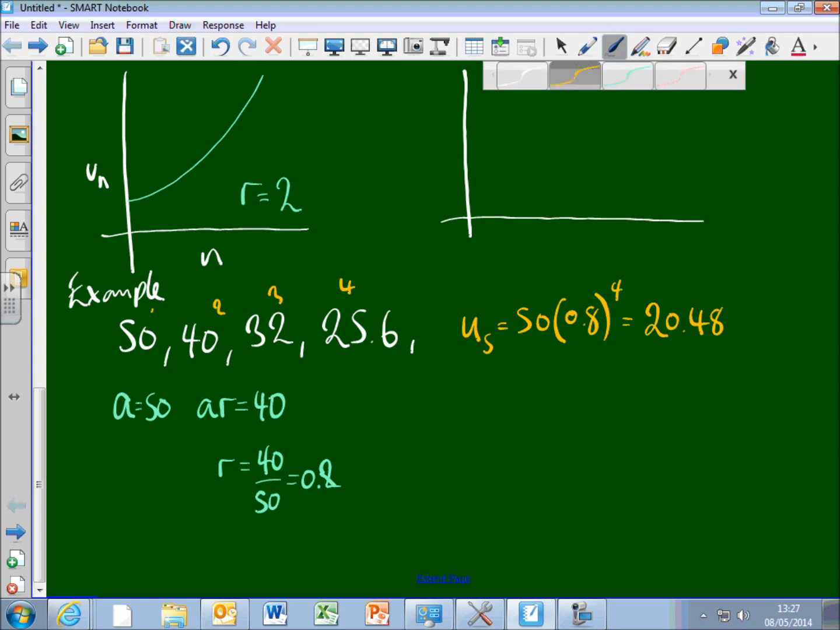Starts at 50. When n is 1, we get 50. So the graph is going to do something like this. Do you agree? It's getting smaller all the time, this graph. So how can I tell if the geometric sequence is getting bigger or smaller? What is it about R?